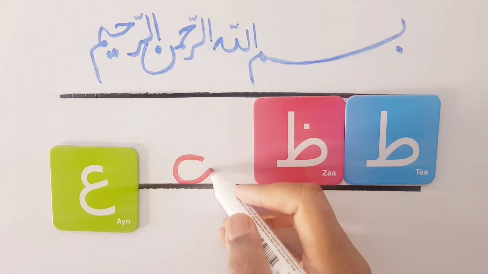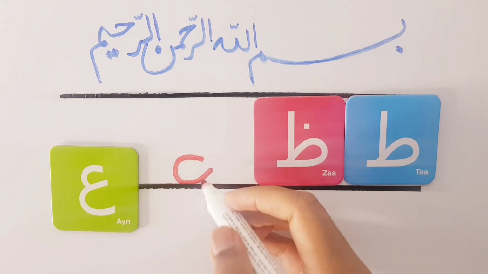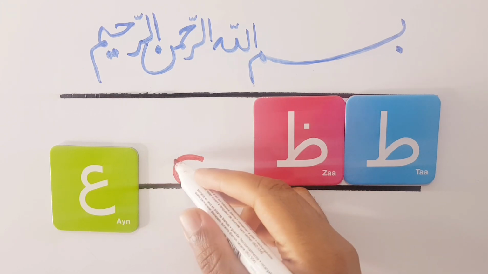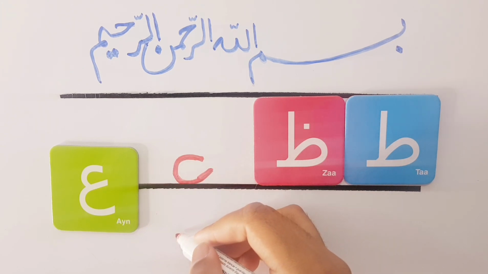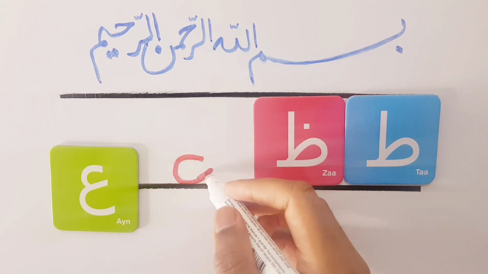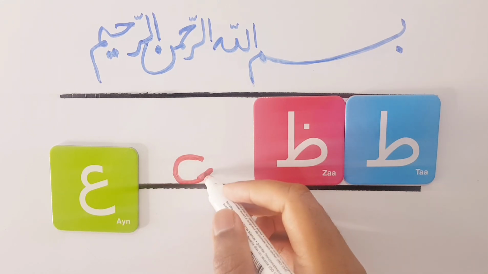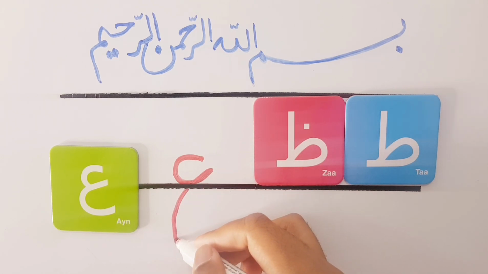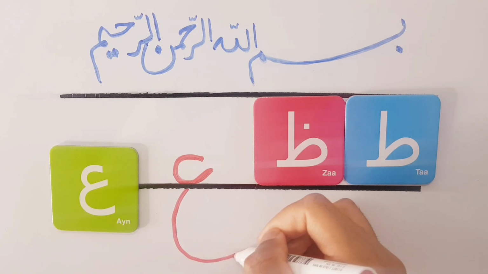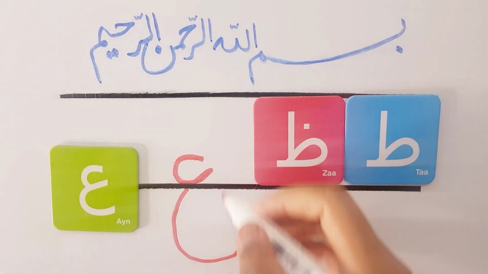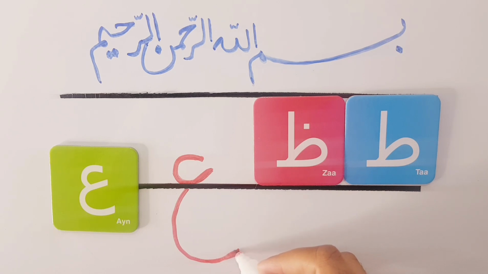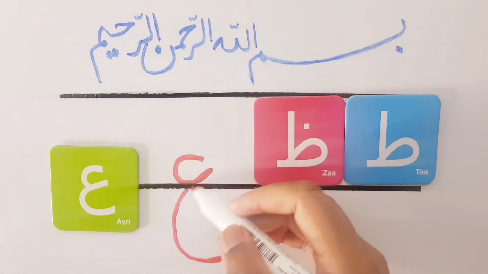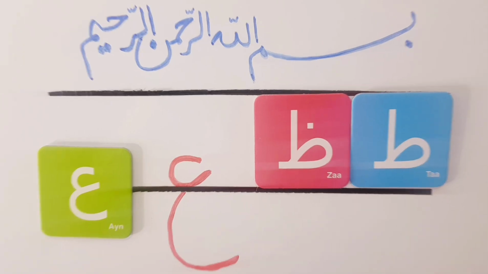Then from here, we're going to do the big C. And this big C, we need to keep it in line with this part. This part is going to remain in line. So when we're doing the C, we should be looking here to make sure that we're not going past the line. And this part extends past the line, just like the Jim, Ha and Kha. Step number 1, step number 2. This is how we write Ayn.